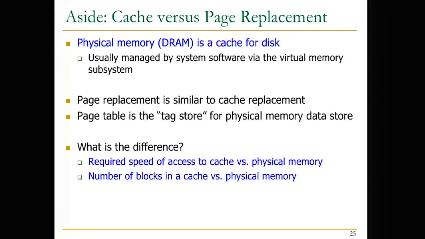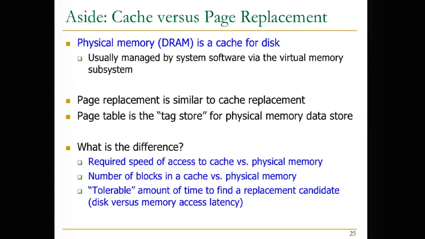And the number of blocks is very different also. Basically, in a cache, you can have thousands of blocks, let's say, even with large caches. Let's say you have a 128 megabyte cache. Your block size is 128 bytes. That's a million blocks, right? Which is still much, much less than the physical memory blocks. And also, as a result of both of these, you have a tolerable amount of time to find a replacement candidate. So you have a disk latency. Whenever you replace something from main memory, you're bringing something from the disk, right? It may be a hard disk, it may be SSD, but that latency is very long also. So you can make a much more intelligent decision in terms of your replacement candidate potentially.